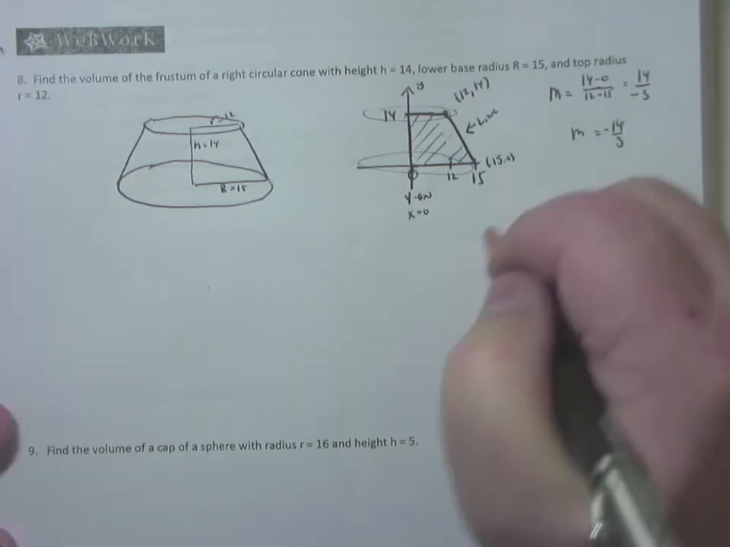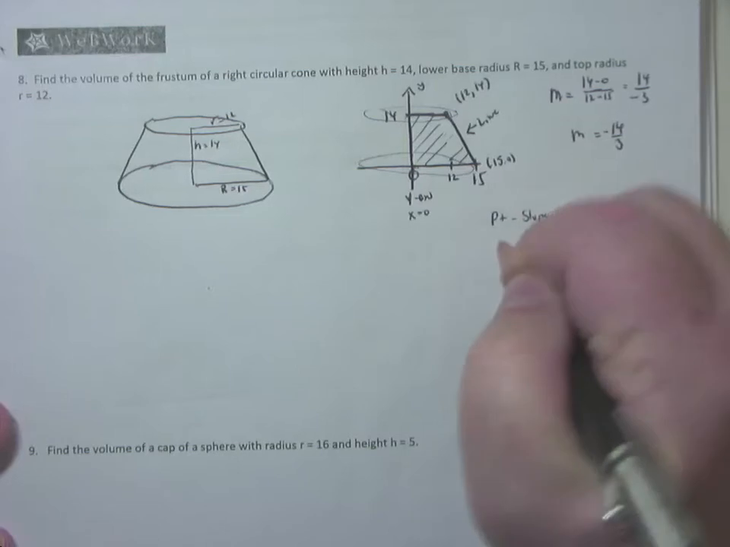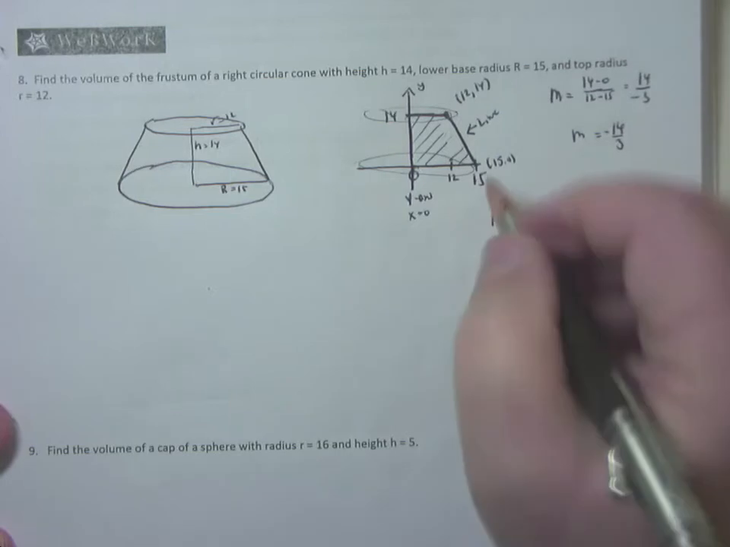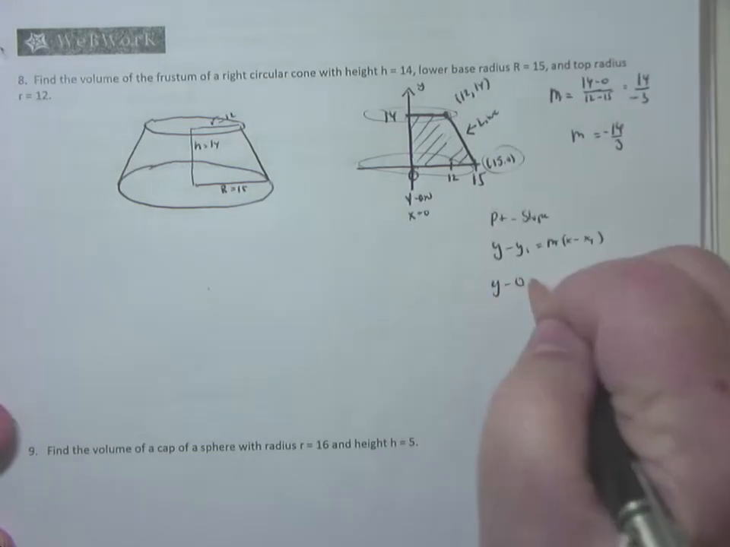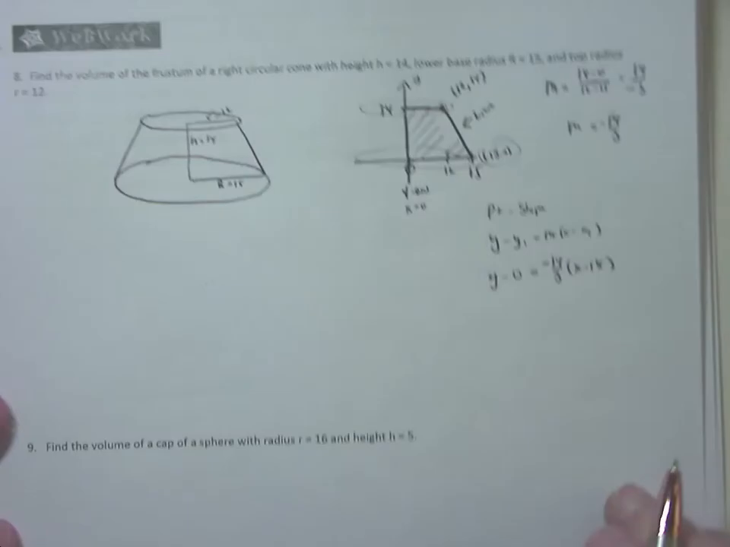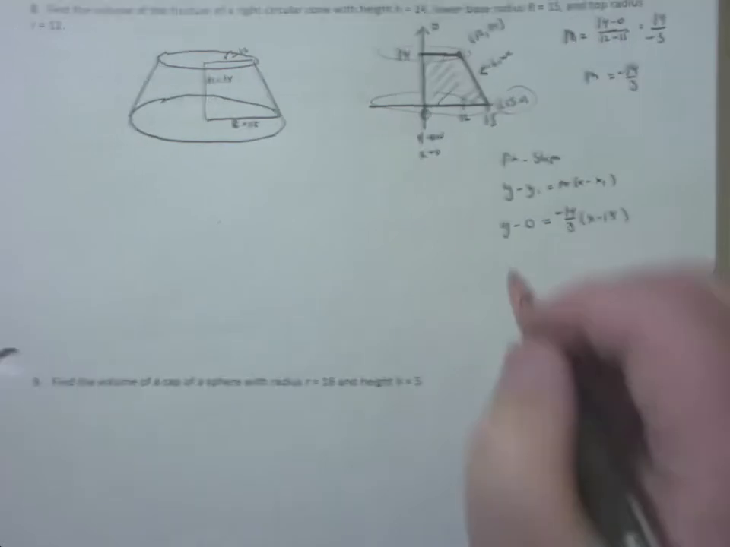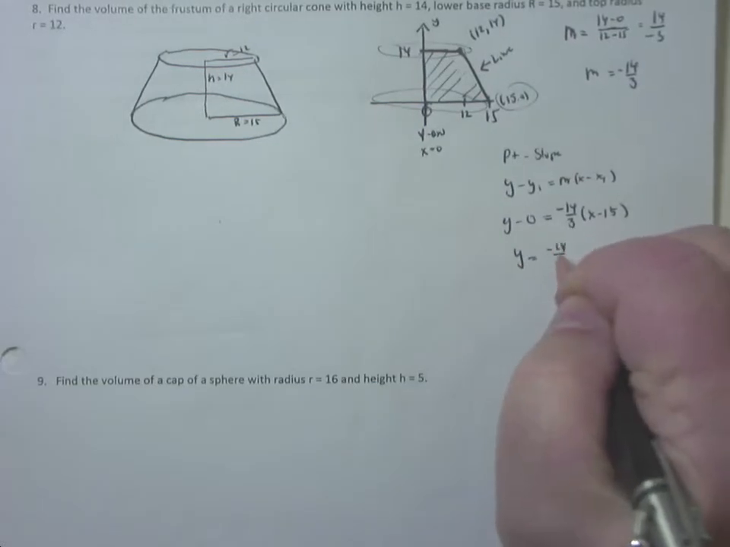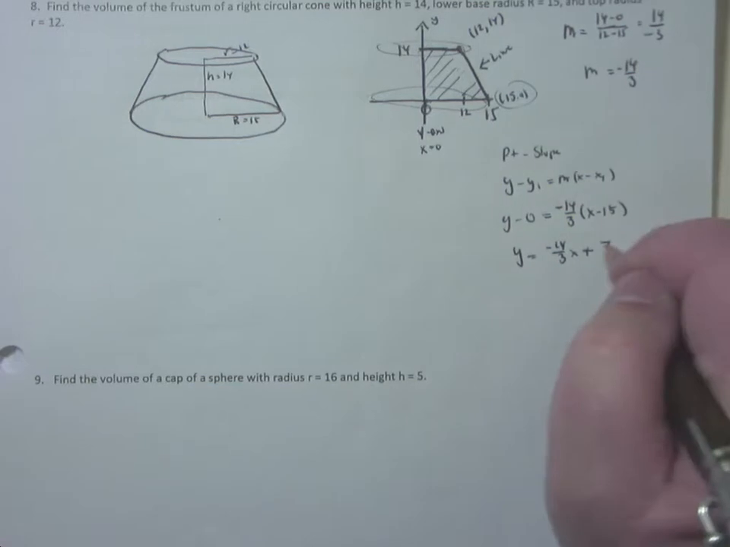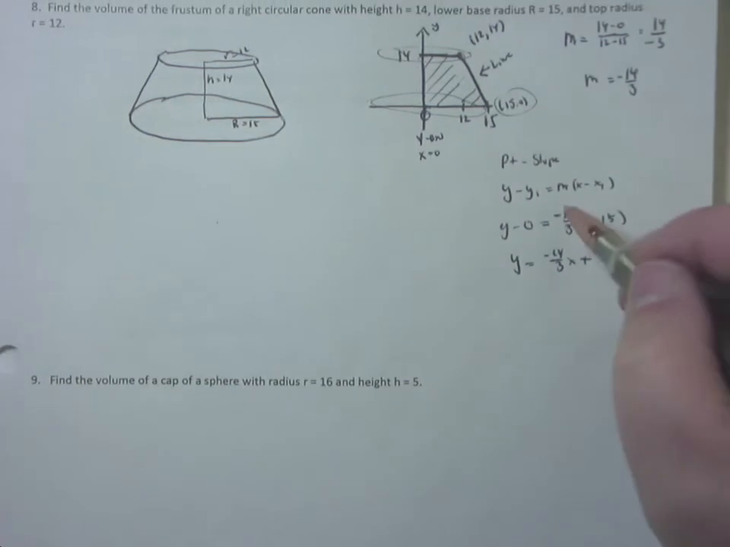So I'm going to use the point-slope formula. Point-slope: y minus y1 equals m times x minus x1. Pick a point. I like that point right there. So y minus 0 is equal to the slope, which is negative 14 thirds, times x minus 15. I'm going to solve for y. y is equal to negative 14 thirds x plus, and negative 14 times a negative 15 is 210, divided by 3 because it's 14 thirds, is 70. All I did was distribute here, there are 14 thirds.